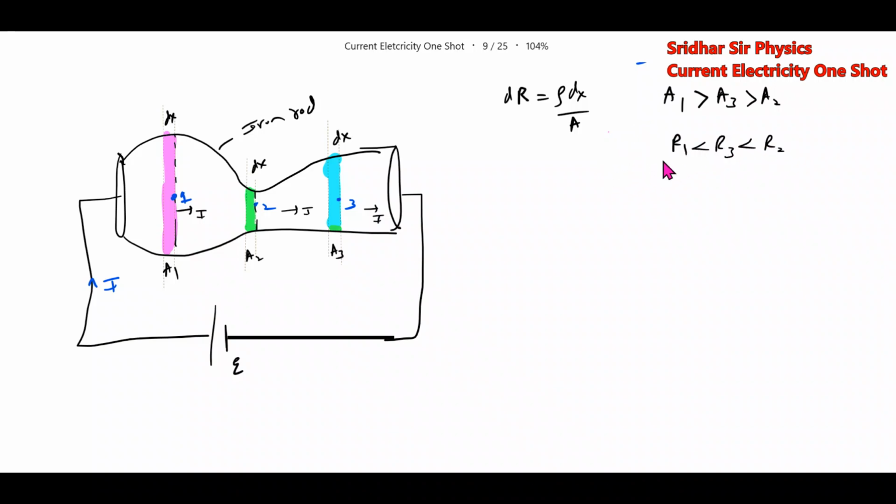The same current flows. Then what about the potential difference? Because delta V1 equals I R, delta V1 less than delta V3 less than delta V2. What about the power dissipation in the element? Power dissipation should be equal to I square R1. So dP1 less than dP3 less than dP2.